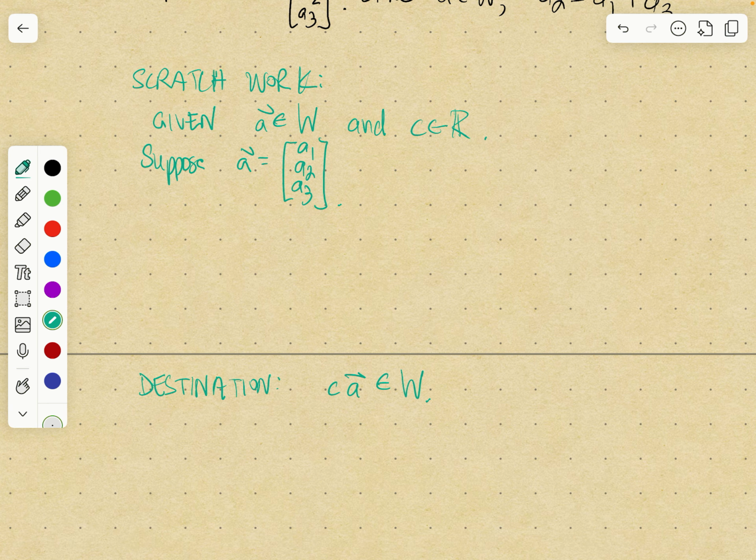And what do we want to show? Well, we know we want to say something about CA, right? We want to show that it's in W. So what's the vector CA? Then CA is the vector (CA1, CA2, CA3) by definition, right? You multiply each of the components by C.